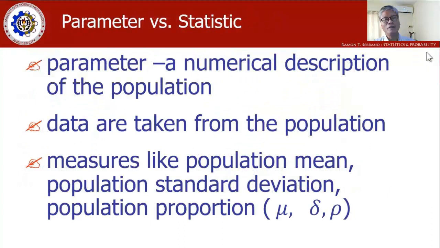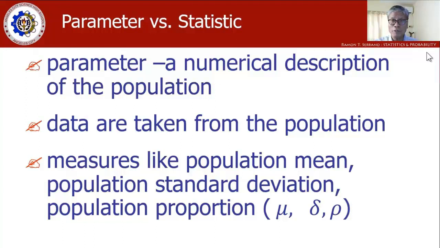So let's move on. Now, very important when you're understanding your research materials, and when you're doing research, is that you understand the difference between a parameter and a statistic. When you're doing research, the parameter is considered the numerical description of the population, meaning the whole population. So if you're doing a study about grade 11 students, we're thinking of the whole population of grade 11 students, maybe in Angeles City, maybe in the whole Region 3, maybe in the whole Luzon, or in the whole Philippines, right? And the data are taken from that population.